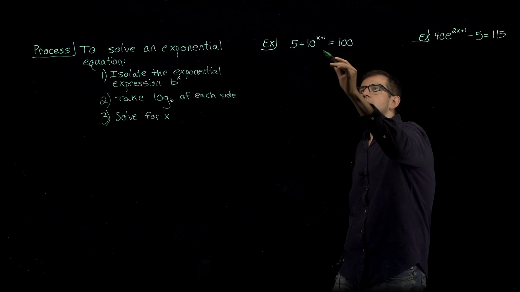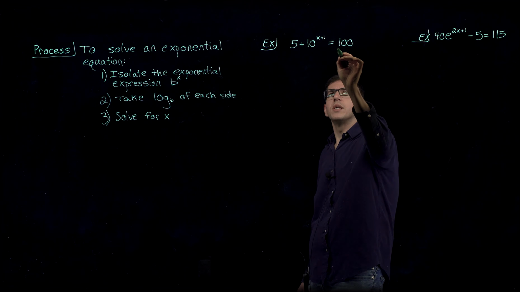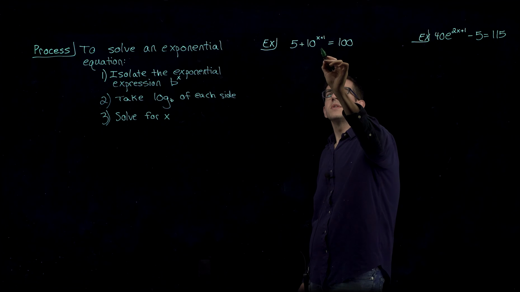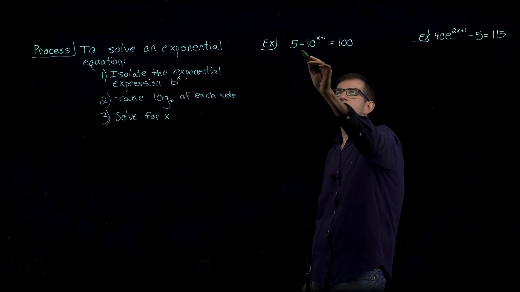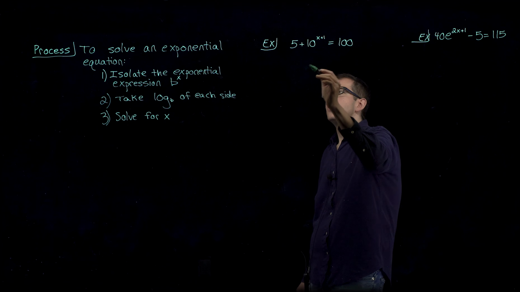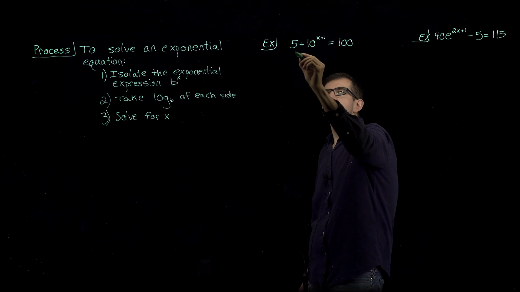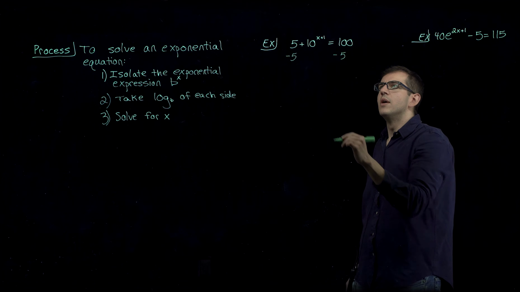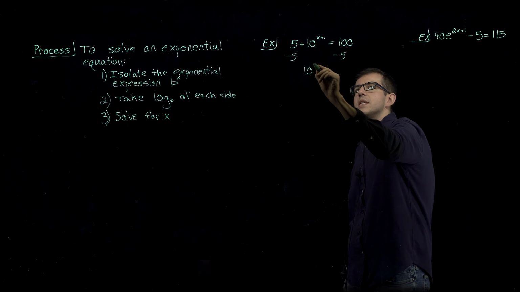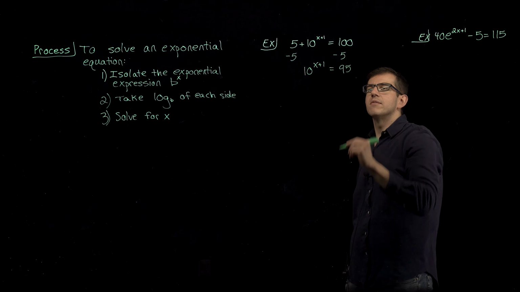So with that in mind, we have an example here of 5 plus 10 to the x plus 1 equals 100. Now this is tempting to rewrite these each with a base of 10 and set the exponents equal, but because of this plus 5, we cannot do that. Instead, we have to use the process we just mentioned of isolating this exponential expression. So we're going to start by subtracting 5 from each side of the equation to isolate this 10 to the x plus 1. And that'll give us 10 to the x plus 1 equals 95.